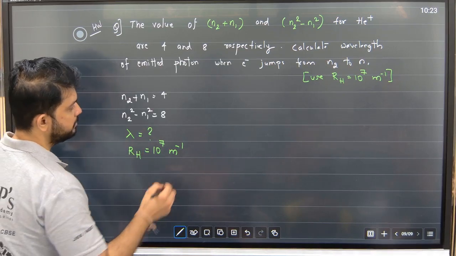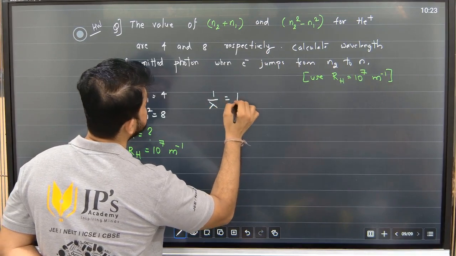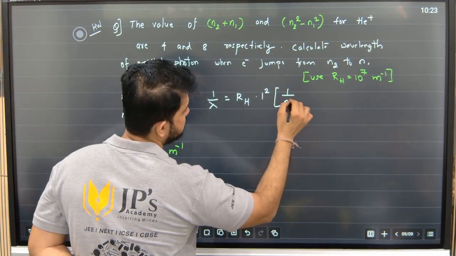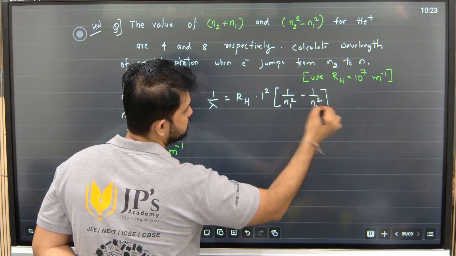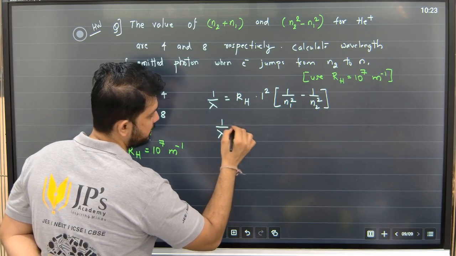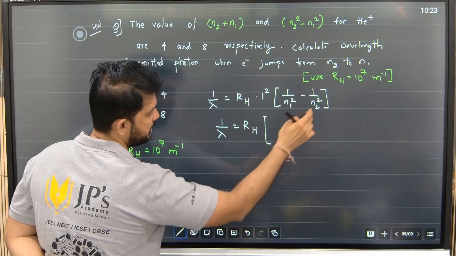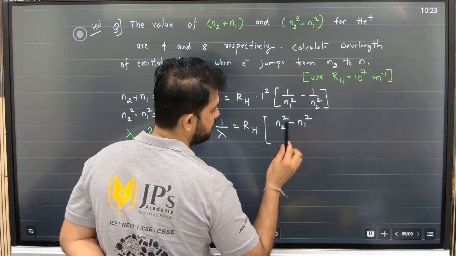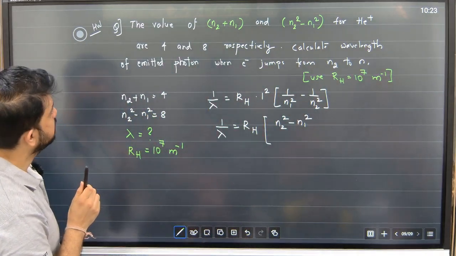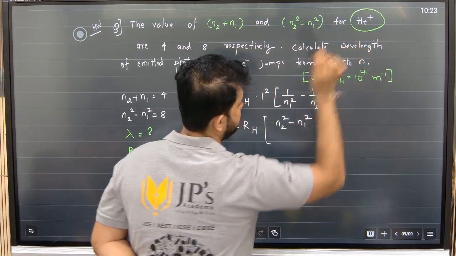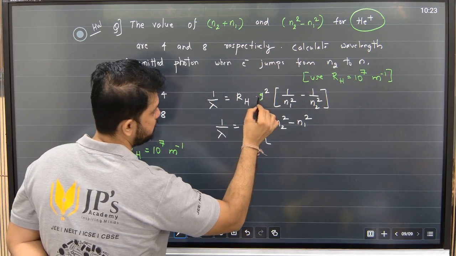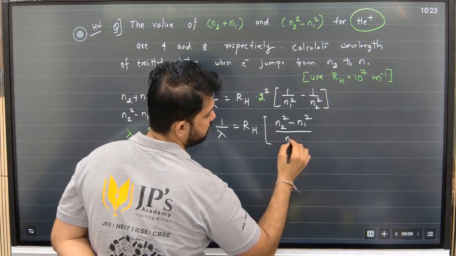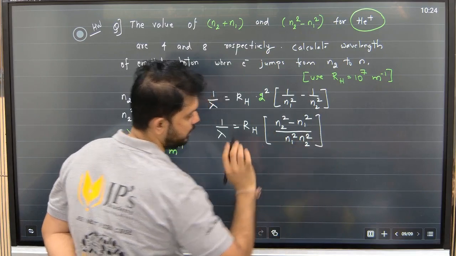So what is the formula, people? 1 over lambda is RH. Z is not given, so let us assume Z to be 1. 1 square. 1 upon n1 square minus 1 upon n2 square. So 1 by lambda will be RH. Can I write this as n2 square minus n1 square? I'm sorry. Oh, I'm so sorry. Pardon me. Yes, helium is given. Sorry people. So what will we take here? 2 upon n1 squared into n2 square.